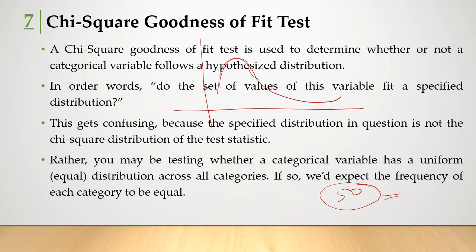Rather, you may be testing whether a categorical variable has a uniform, that is equal, distribution across all categories. So you have the x values, let's say 10, 20, 5, and you want to see whether or not the mean is 15. So you have a uniformly distributed hypothesized value across all of them, and this is the chi-square goodness of fit test. We would expect the frequency of each category to be equal. Exactly, and that is how we can do this particular test.